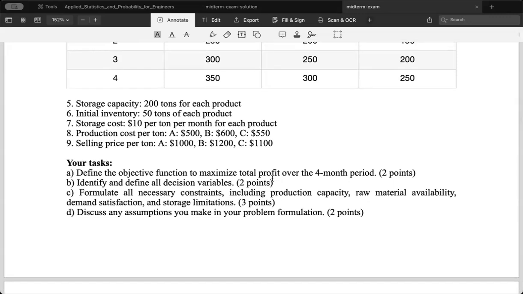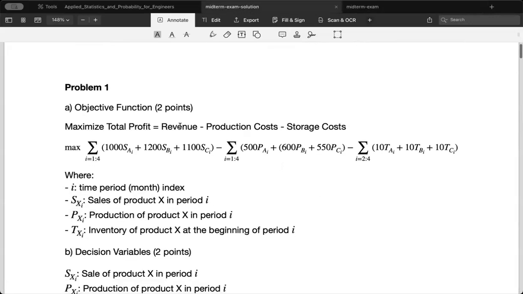Okay, now your task. You must define the objective function to maximize the total profit over the 4 months period. If you can define that, you get 2 points. So what is the objective function? The objective function is to maximize total profit, and profit equals revenue subtracted by production cost and storage cost, right? Anything else? No.